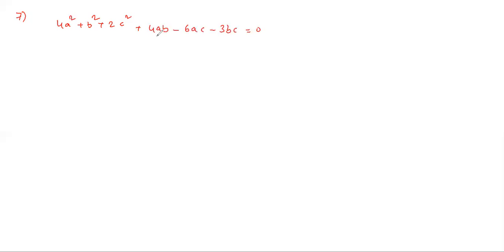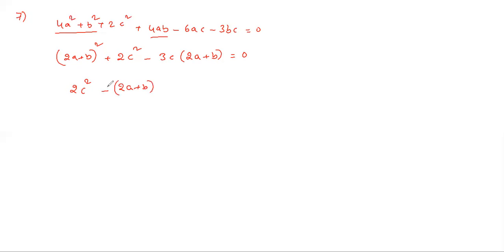4a square plus b square plus 4ab means 2a plus b whole square. These three terms, plus 2c square minus 3c into (2a plus b). Directly we won't get, you have to factorize this one. Because it is not a perfect square, 3bc is also there, that's why. So it is a quadratic equation in terms of c. 2c square minus 3 into (2a plus b) into c plus (2a plus b) whole square equals 0.